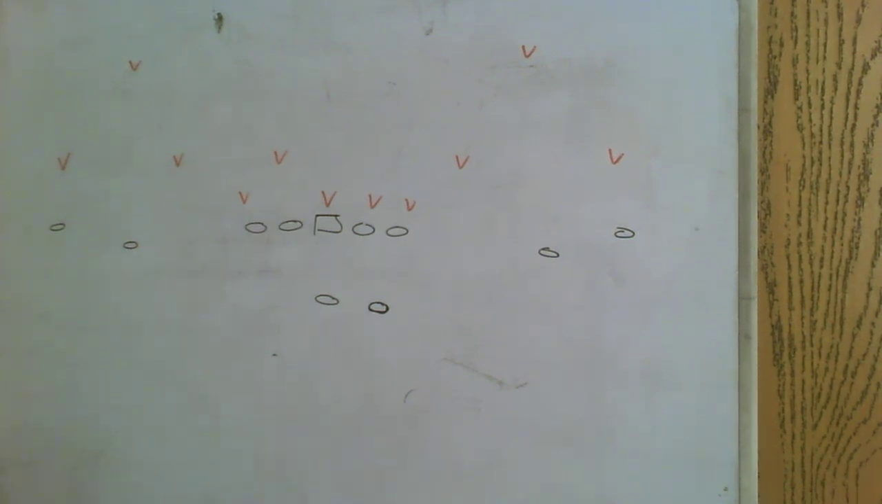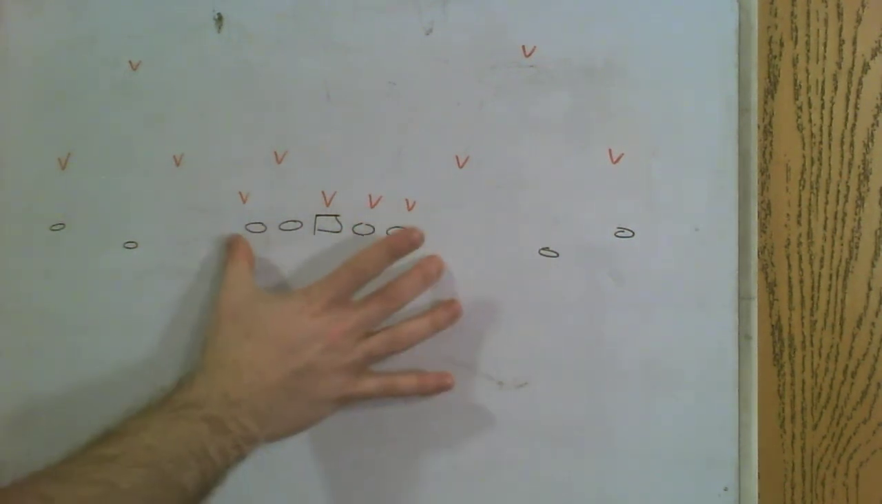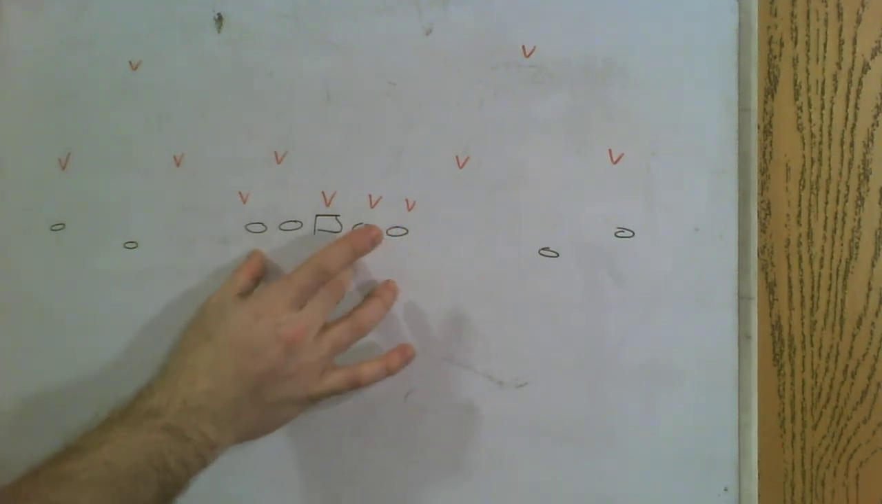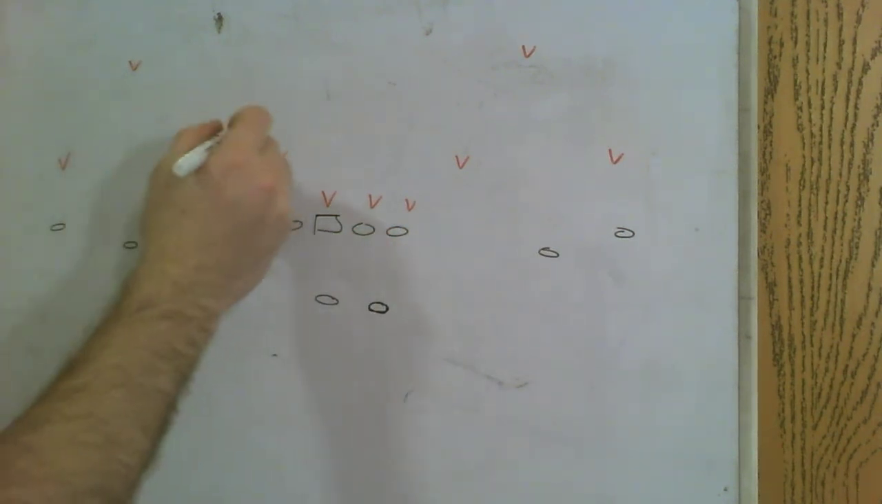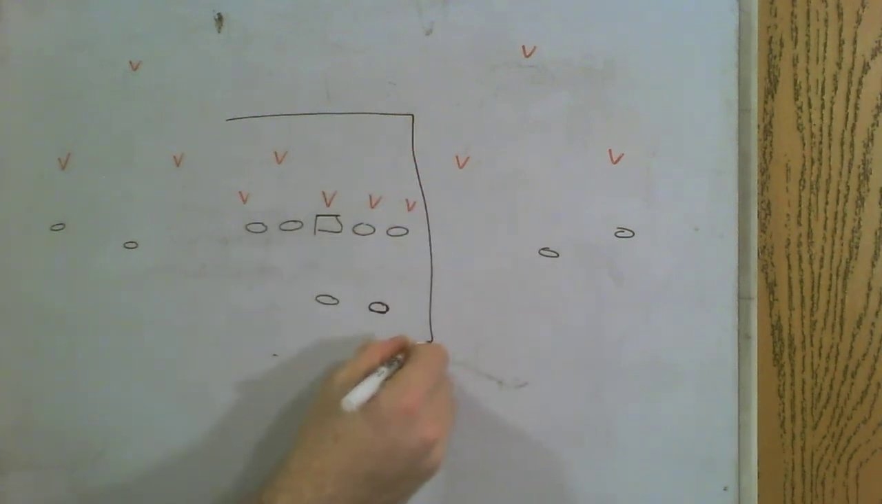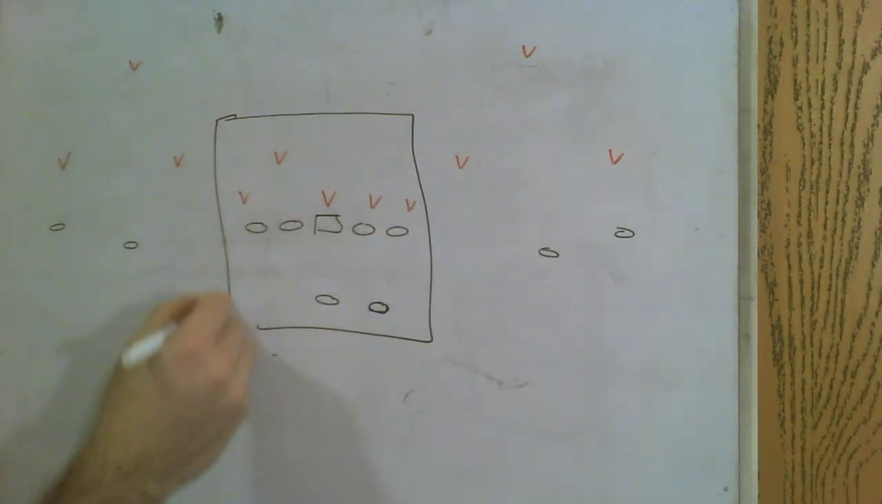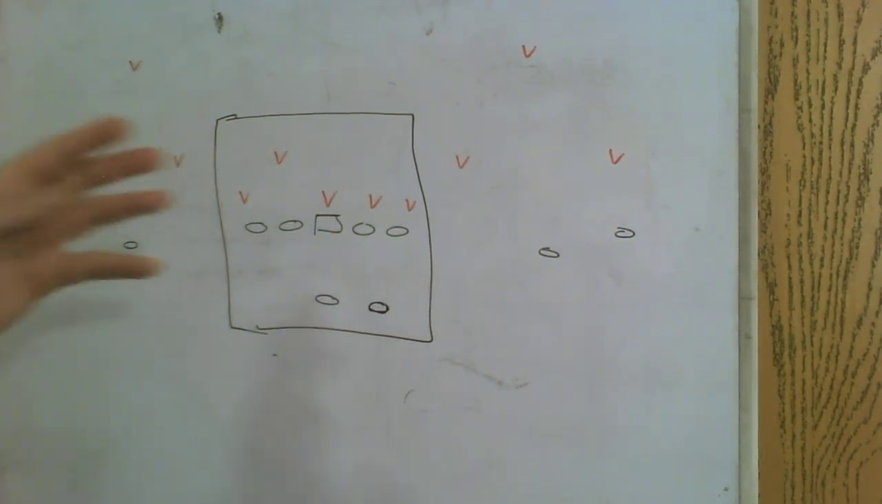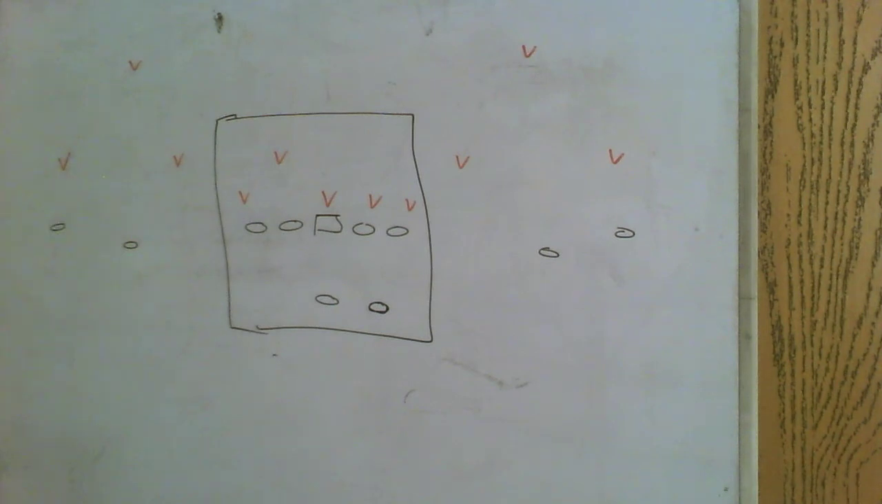The box is anything that's pretty much over the tackles and inside. So technically this area right here could be considered the box. So when running run-pass options, offenses can count the number of defenders in this box and use that to help make decisions about which plays to run.